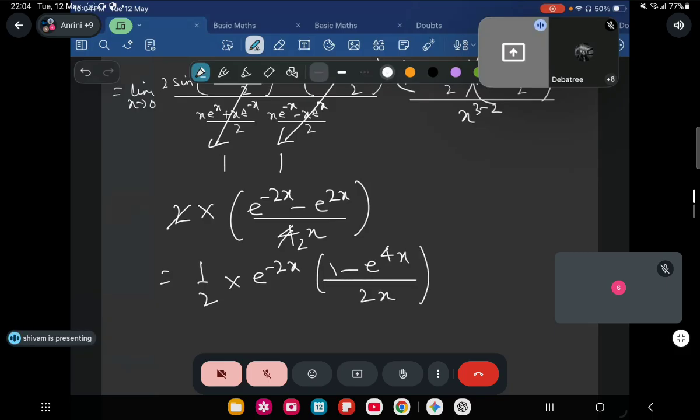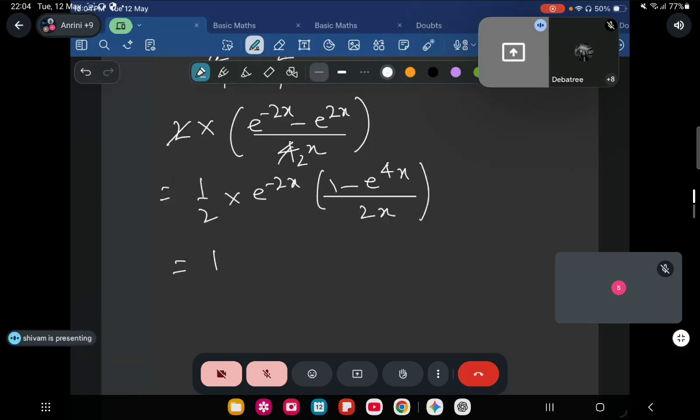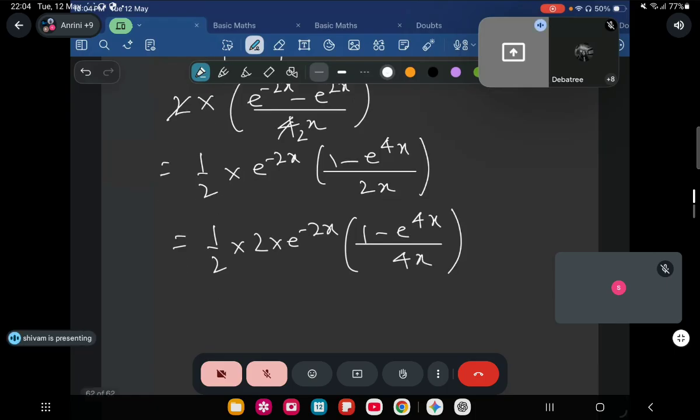So over here, we need to multiply and divide by 2. So it will be half into 2 into e to the power minus 2x into (1 minus e to the power 4x) upon 4x. Now we know that (1 minus e to the power 4x) upon 4x will become minus 1. So this whole thing is minus 1. Tell me, are you people getting it, or should I explain? So finally, what are we getting?